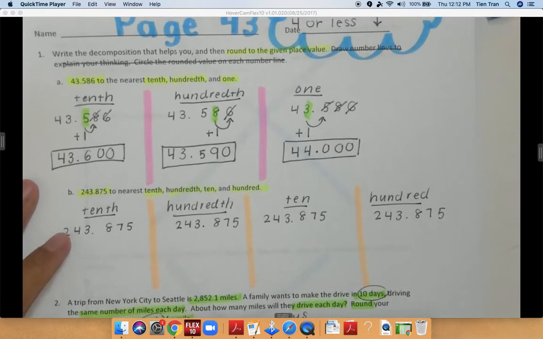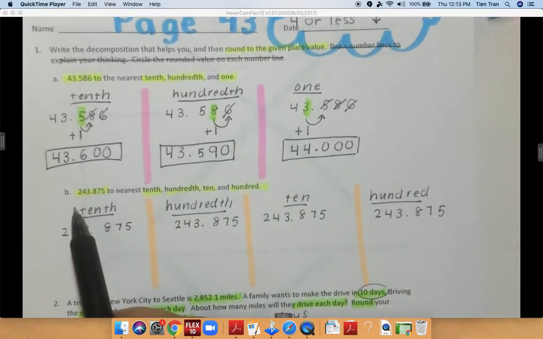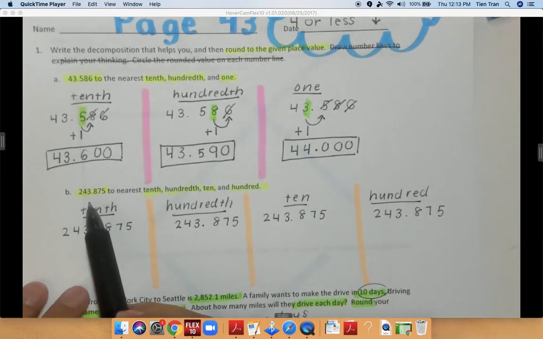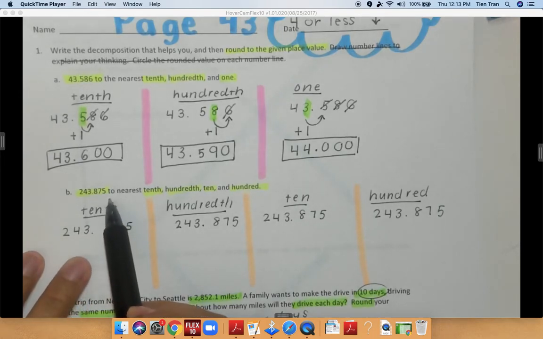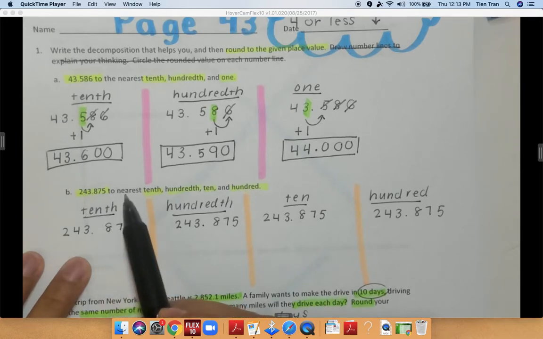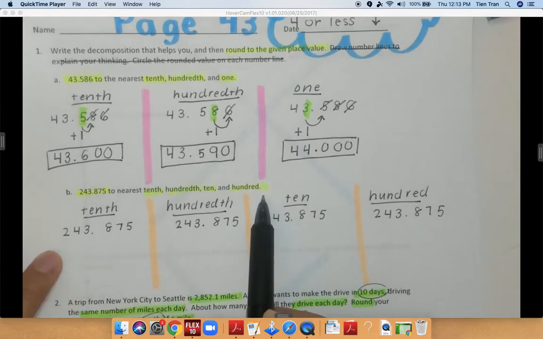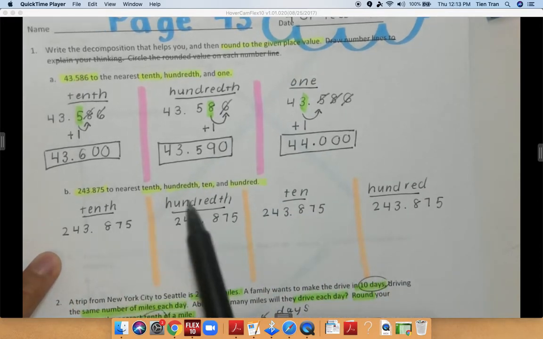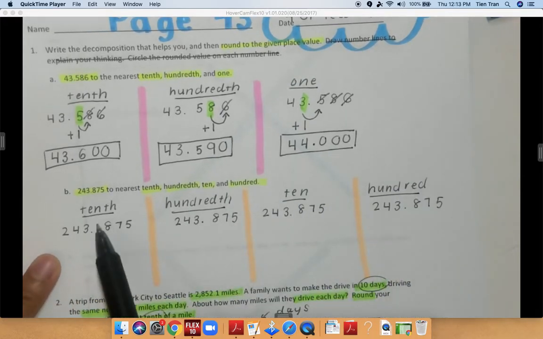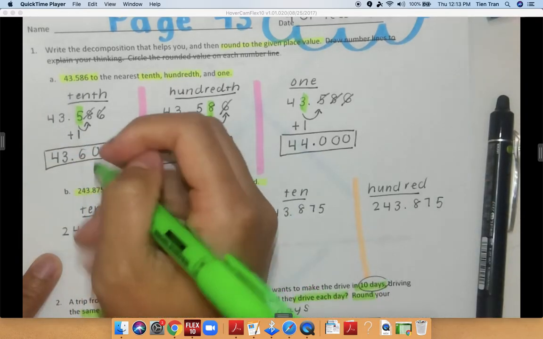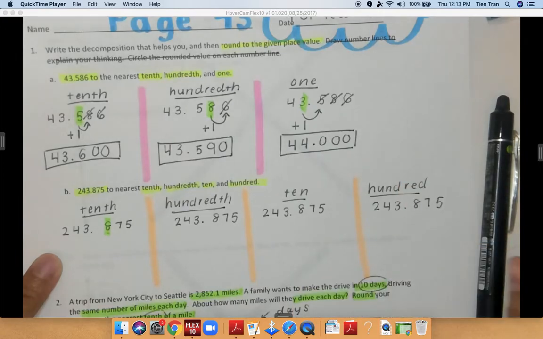Now, we're going to move on to problem B. For problem B, it states here that 243 and 875 thousandths is going to be rounded to the nearest tenth, hundredth, tenth, and hundred. Okay, so they want you to do tenth, hundred, tenth, and hundred. Tenth, that means that you are going to be looking at your 8 because that is your tenths place.